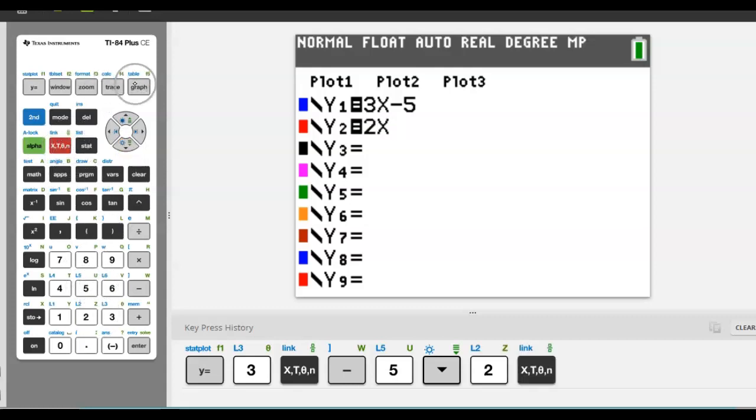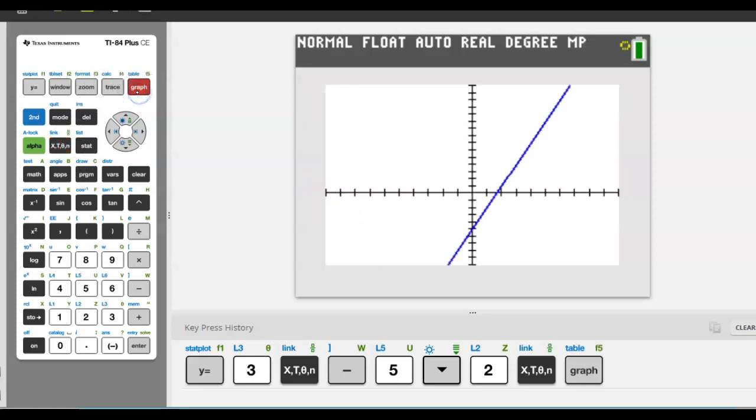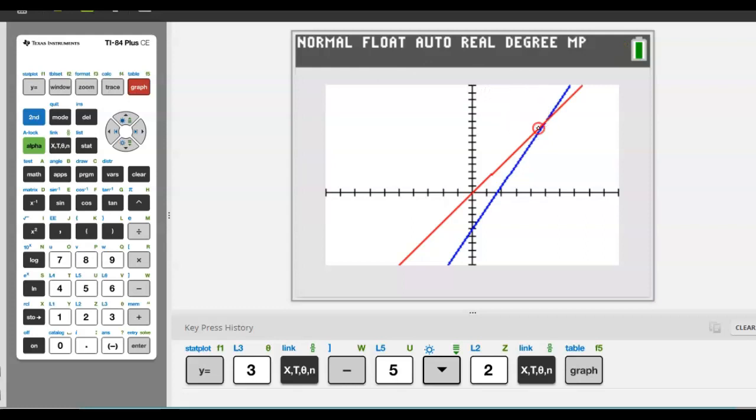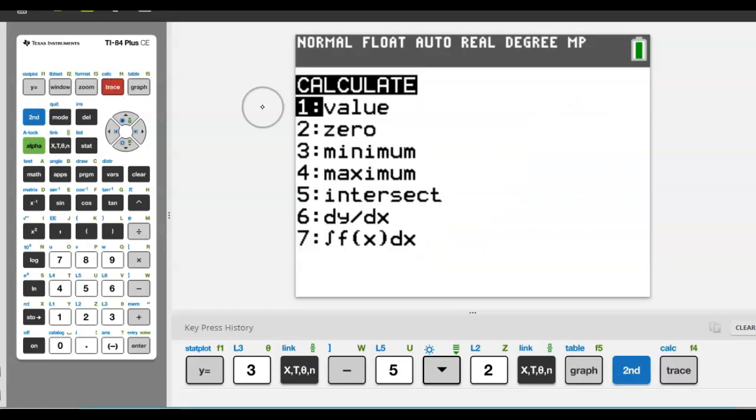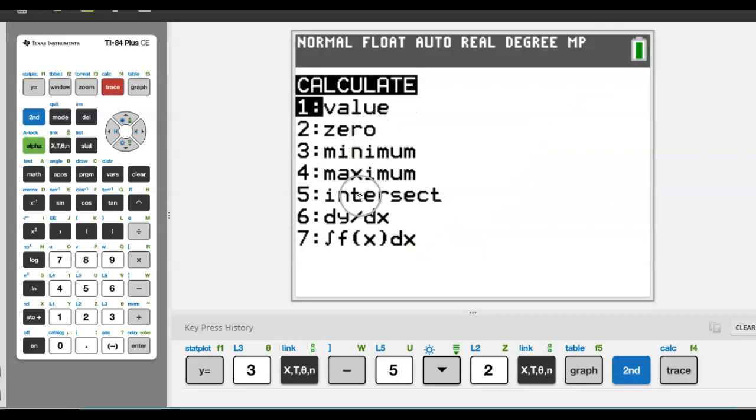Now we are going to graph it. We hit graph, and we see that the intersection is right here. For us to get the intercept, we need to use trace. For us to pick it, we have to go to second, and then we hit trace, and then we see that we have all of them here.